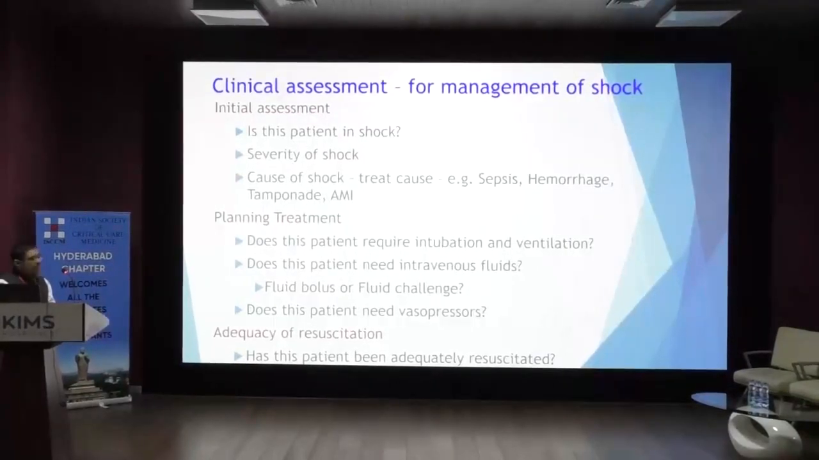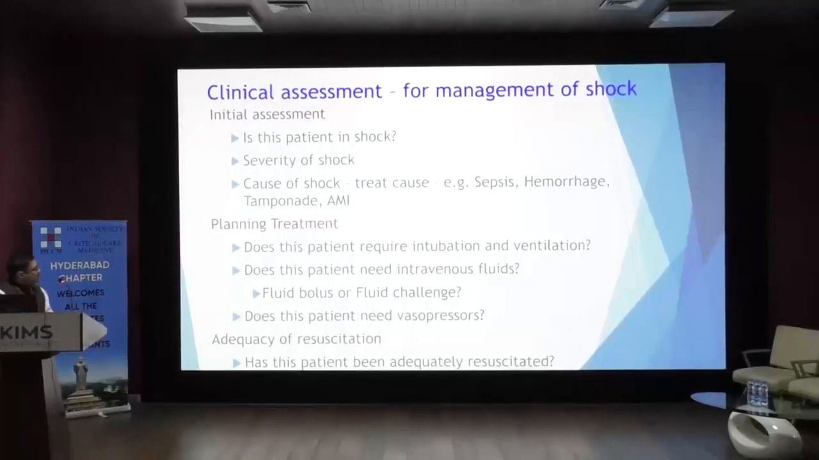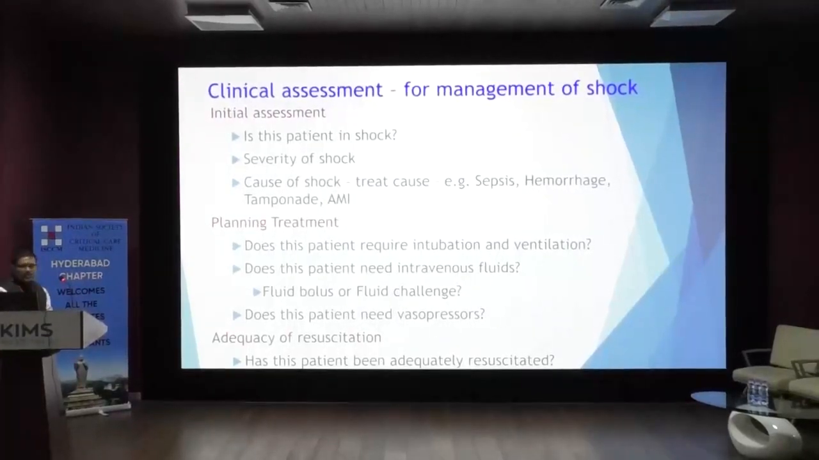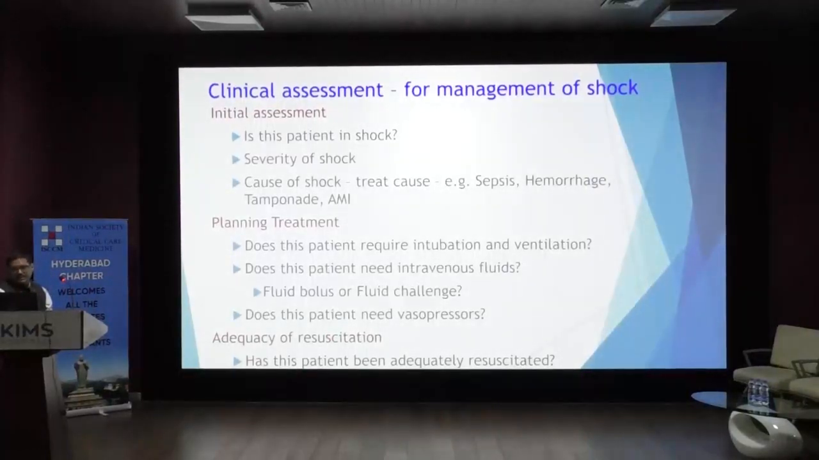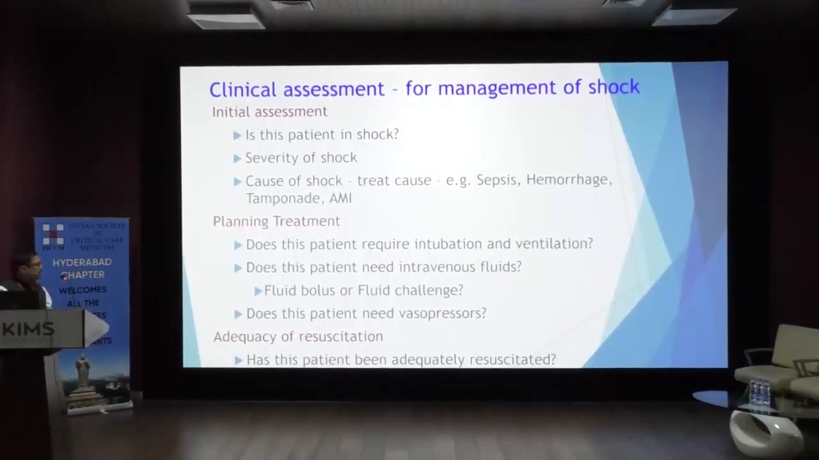Once we see the patient in shock, it is important to understand the severity of the shock. Then for the causes of shock, by going through the history and the clinical examination, we come to the conclusion whether the patient has blood loss, sepsis, or tamponade, or if the patient has typical chest pain with ECG changes, maybe an acute myocardial infarction. Once we understand these basic things, whether in the emergency, in the wards or in the ICU at the bedside, that is what we are going to do.